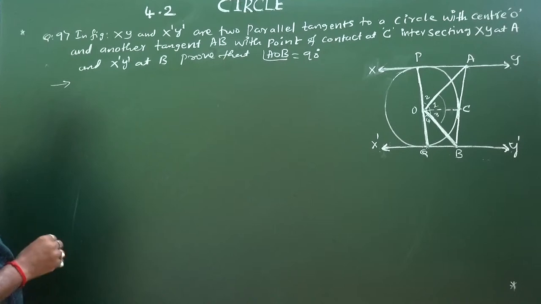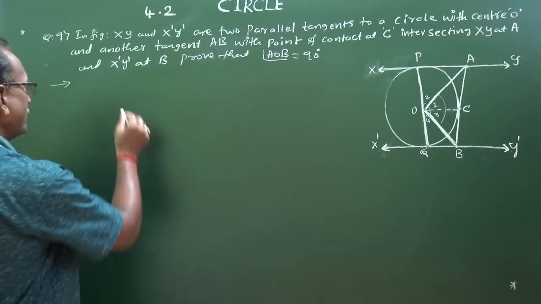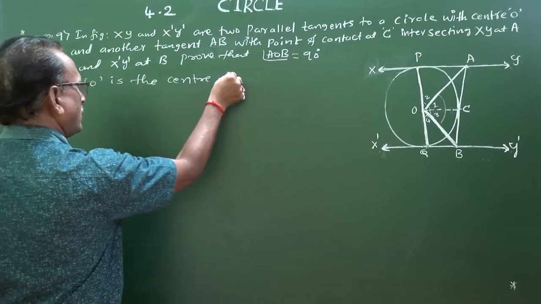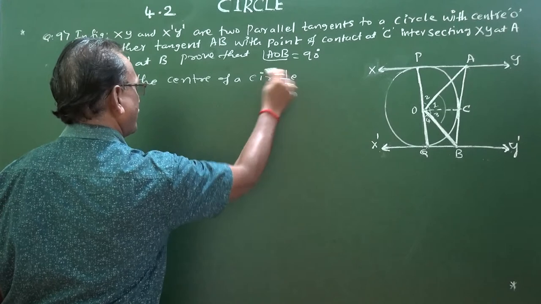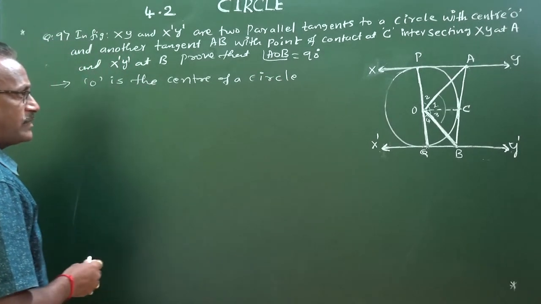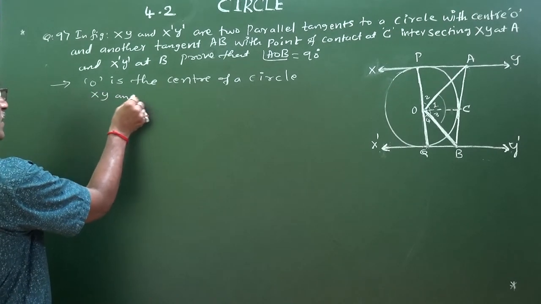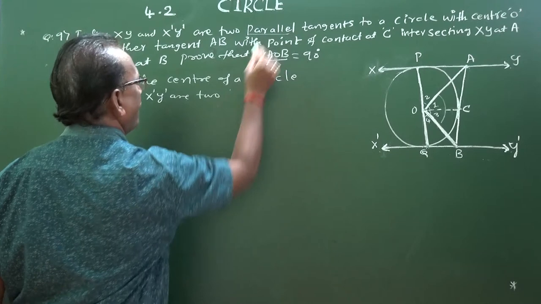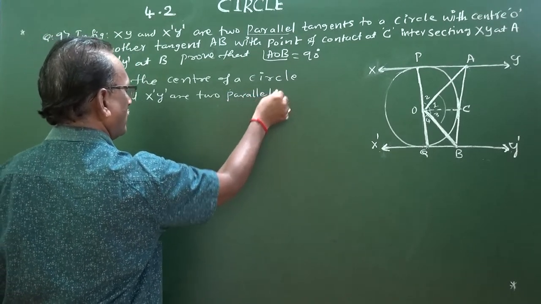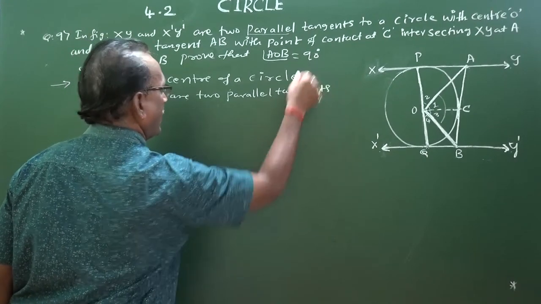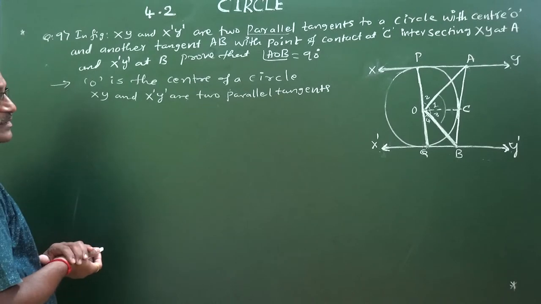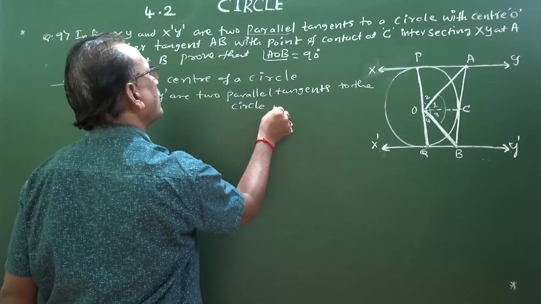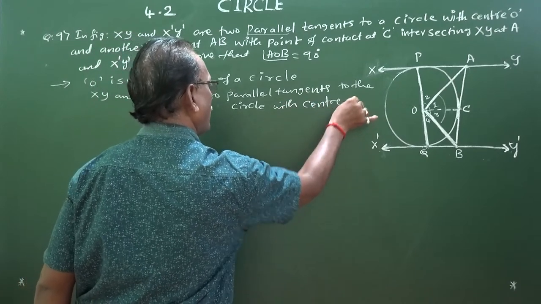Now let us prove it. Before that, you should write the given. O is the center of the circle. XY and X dash Y dash are two parallel tangents to a circle with the center O.